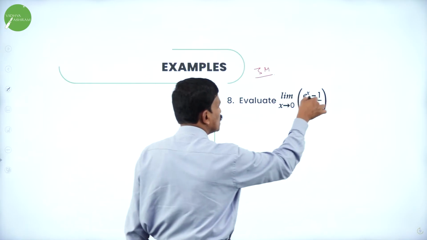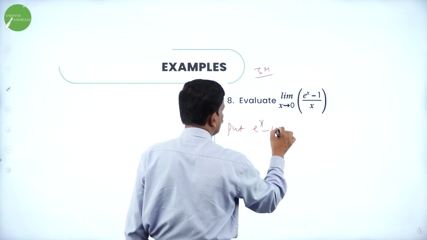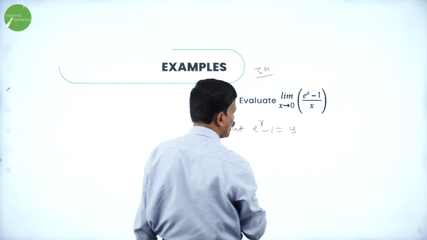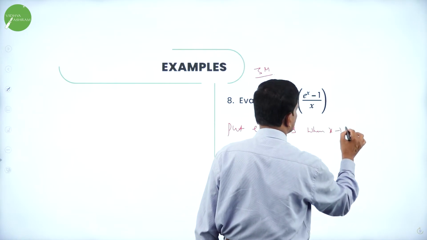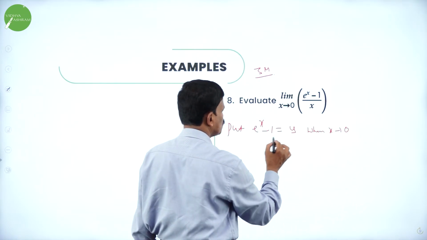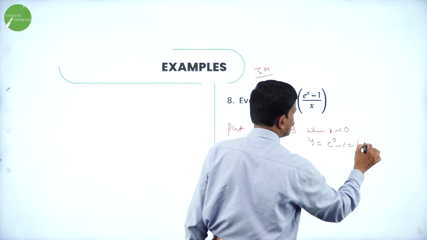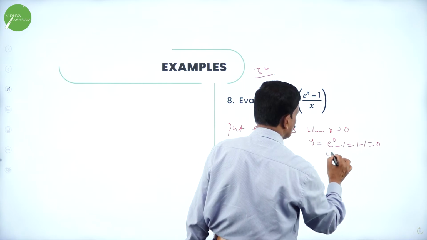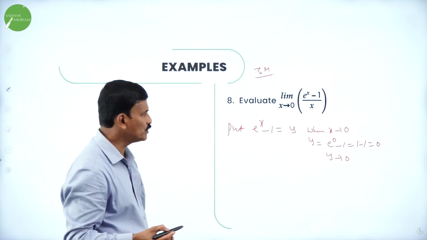Now, let us consider this as theta or y. Put e to the power of x minus 1 is equal to y. Whenever substitutions are taken, you know the value of the limit also changes. When x tends to 0, y is equal to e to the power of 0 minus 1, which is 1 minus 1 is equal to 0. So, y tends to 0. Whenever substitutions are taken, the value of the limit changes.